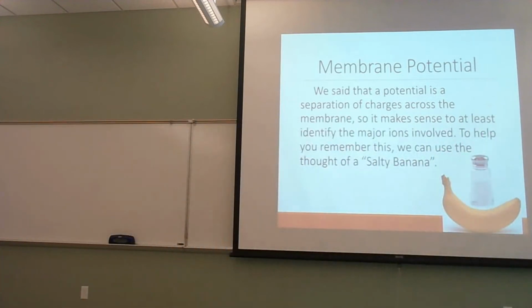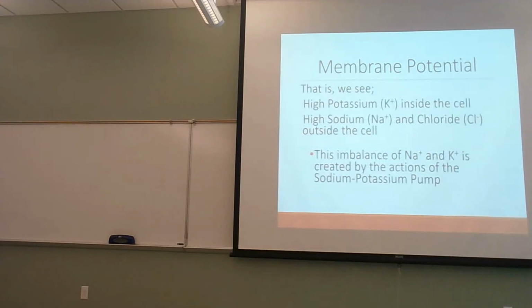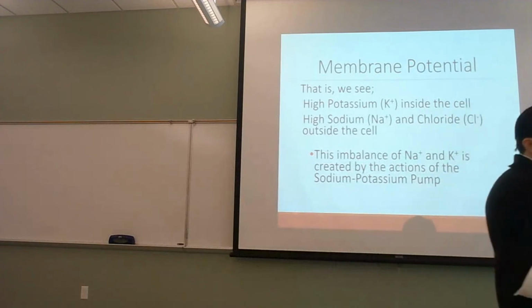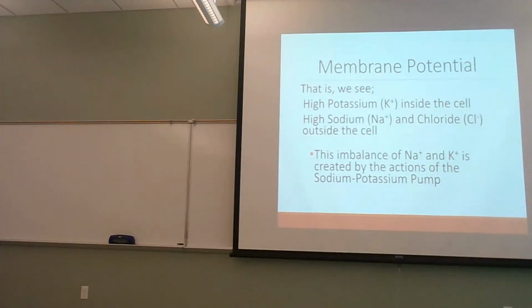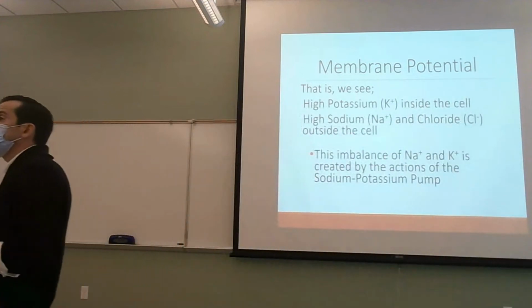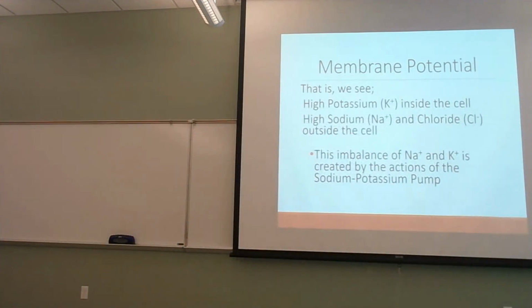The concept of a salty banana. Salty referring to sodium chloride. We see high concentrations of sodium and chloride ions outside of the cell. Sodium happens to be the most prominent extracellular electrolyte, regardless of cell. Bananas, you probably heard, are high in potassium. With the neuron, we see high concentrations of potassium inside the cell. So potassium inside, sodium and chloride ions outside the cell.